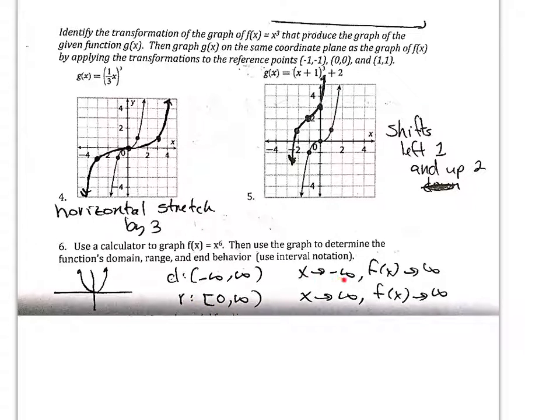In end behavior, remember this part right here that I'm pointing at means x goes to the left. This means x goes to the right, and the graph is going up on both ends, so you put y goes to infinity.